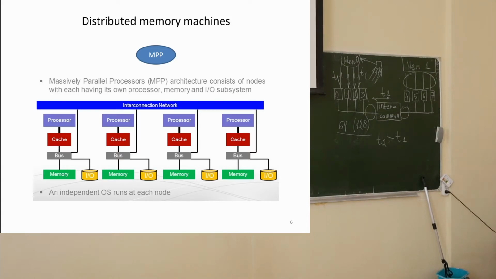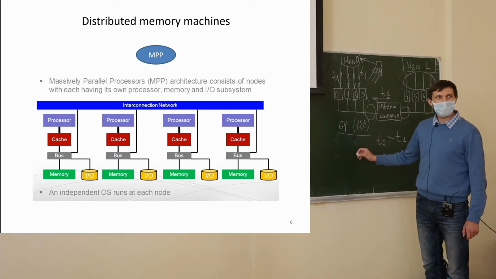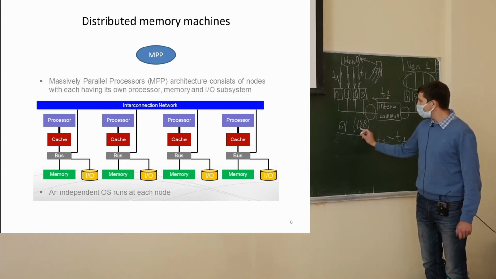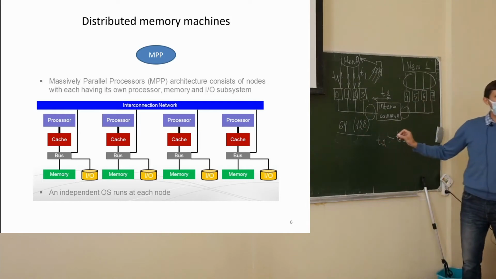How many cores are there now in contemporary high-performance machines, like in the Top 500? How many cores can there be? How many? One million? Another variant?